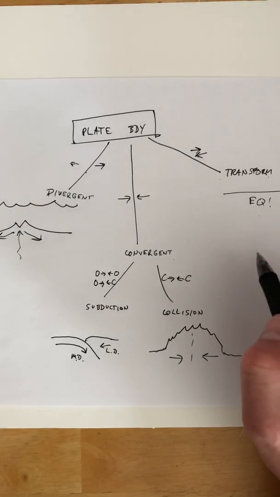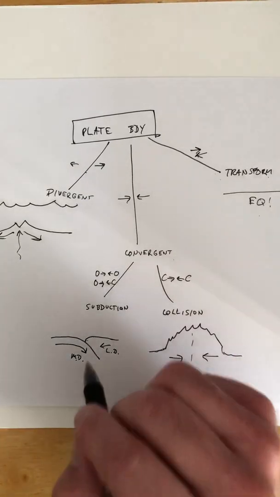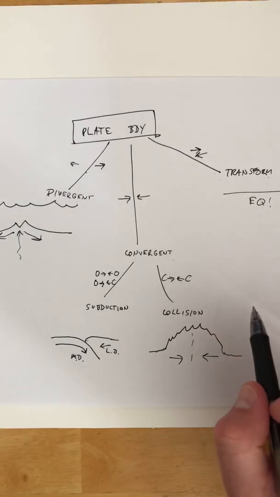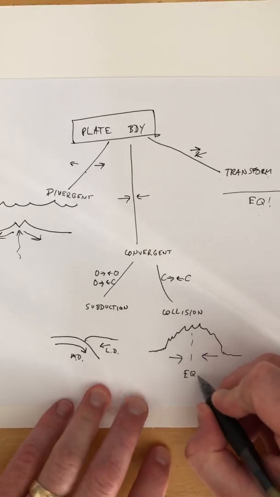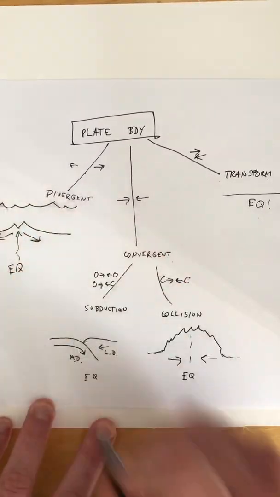Now, on a side note, every plate boundary is going to give you earthquakes because every plate boundary creates stress. I'm just writing earthquakes here because that's the only thing that happens at a transform boundary. I could write it for every single one of these, and I guess I could just to remind you that they happen at every plate boundary.